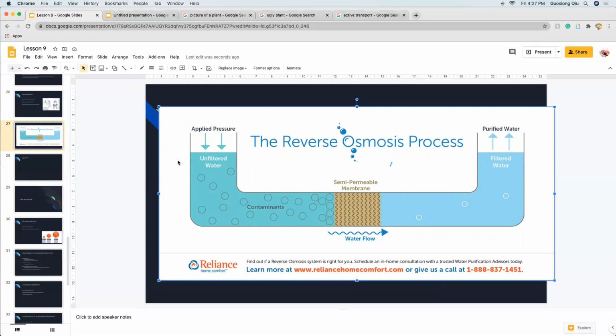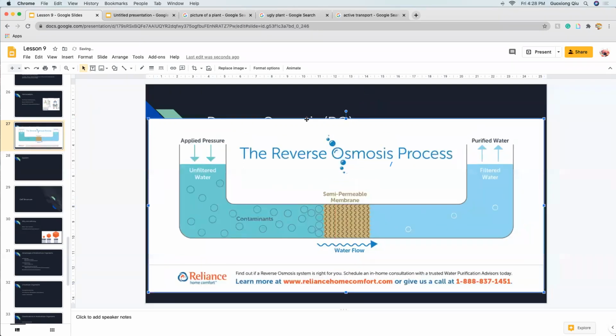Back to my diagram. Unfiltered water, we have applied pressure pushing on it, and it pushes the solution through our layers of semi-permeable membrane, where the holes inside get relatively smaller and smaller, where all the contaminants and stuff we don't want get stuck, and only water molecules are able to pass through the semi-permeable membrane. So we have purified water.